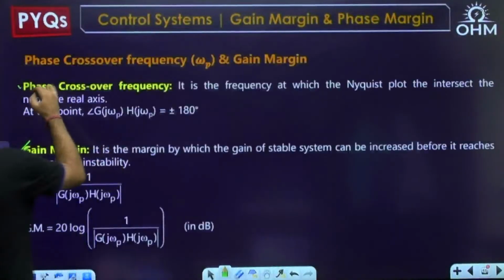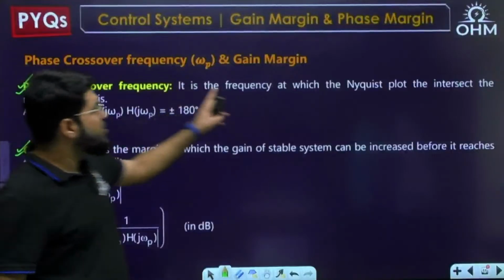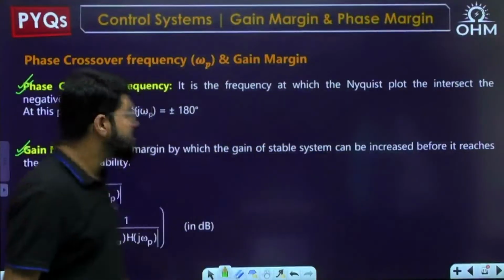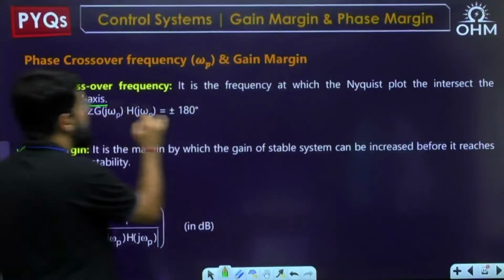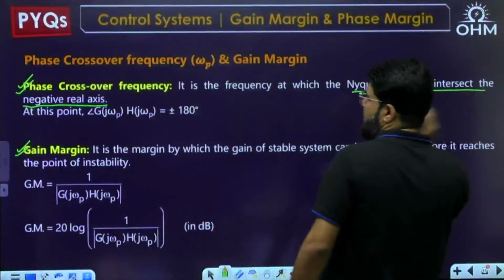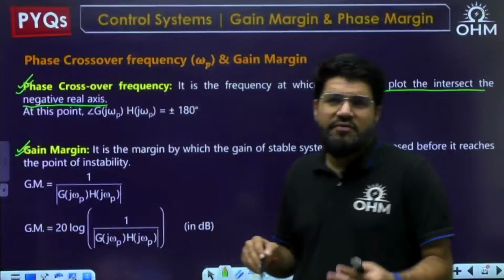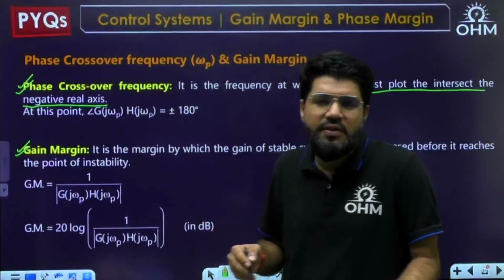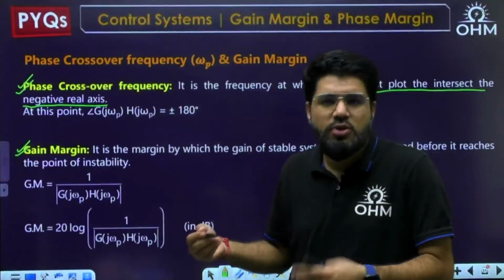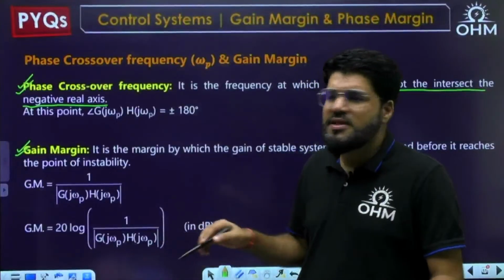Look into this definition. Phase crossover frequency: it is the frequency at which the Nyquist plot intersects the negative real axis. And how do you calculate this? Every time a numeric question is given, you don't have to draw the Nyquist plot. You can solve a question of gain margin or phase margin independently.